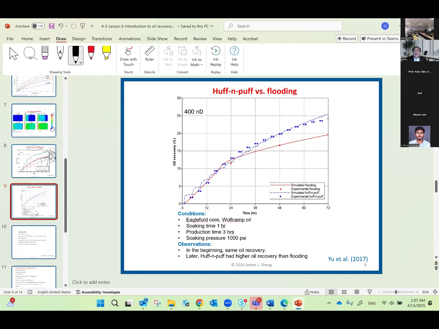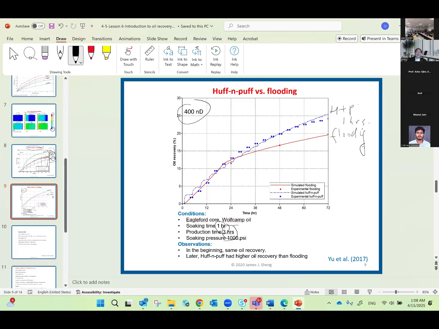Okay, but we did another test. We used the 400 millidarcy, and its soaking time is 1 hour. Production is 3 hours. Soaking time is 1 hour. And in this case, we say this is flooding. This is the Huff-n-Puff for 1 hour.